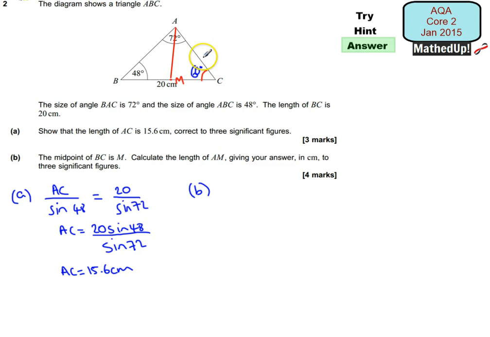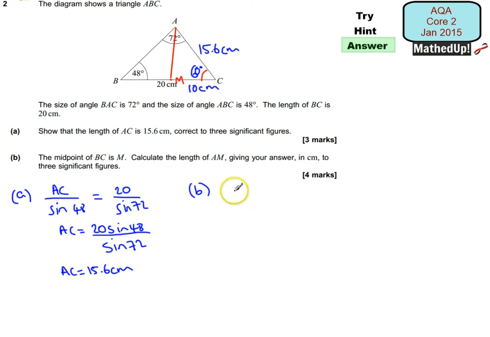I also know that AC is 15.6 centimeters. Now remember this has been rounded, so I am going to use the value that's stored in my calculator. I also note the length MC, which is going to be 10 centimeters because it's half of BC. That's a midpoint. So I know that's 10, that's 15.6, so I should be able to work out this length here. So I'm looking at the triangle AMC. Because I've got an angle with two sides in between, I'm going to use my cosine rule.